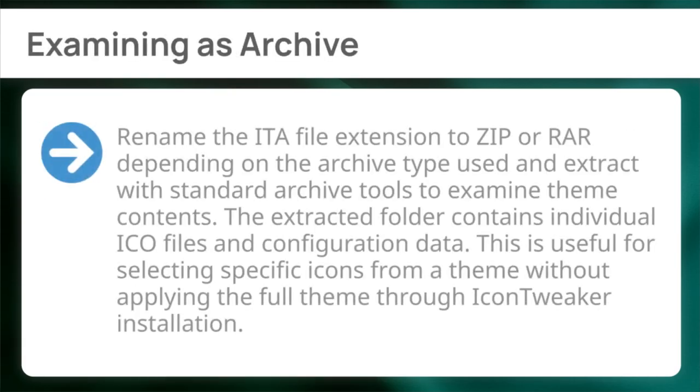Next, examining as archive. Rename the ITA file extension to zip or RAR depending on the archive type used, and extract with standard archive tools to examine theme contents. The extracted folder contains individual ICO files and configuration data. This is useful for selecting specific icons from a theme without applying the full theme through IconTweaker installation.